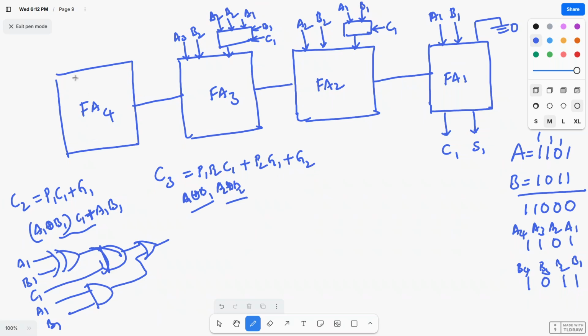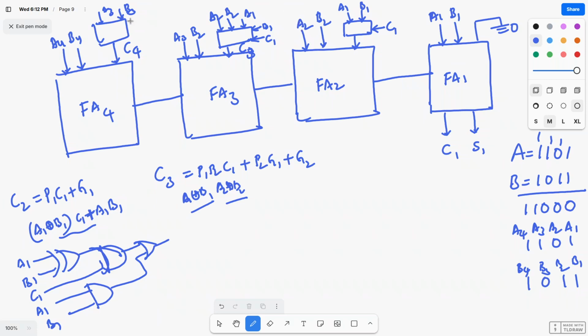Now you tell me A4 B4. Next, what is C4? This is C3, and this one is C4. Then A3, B3, then A2, B2, then A1, B1, C1.